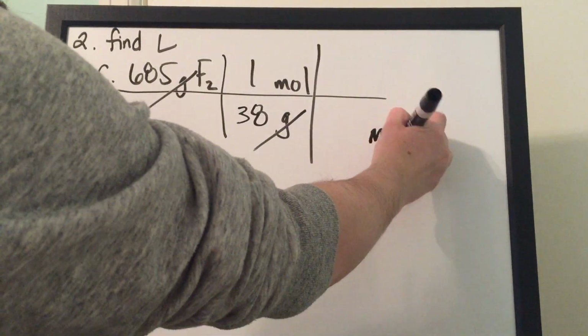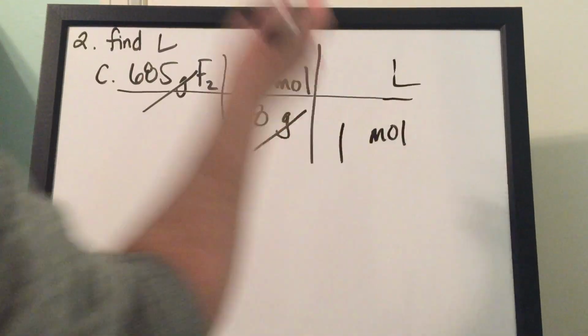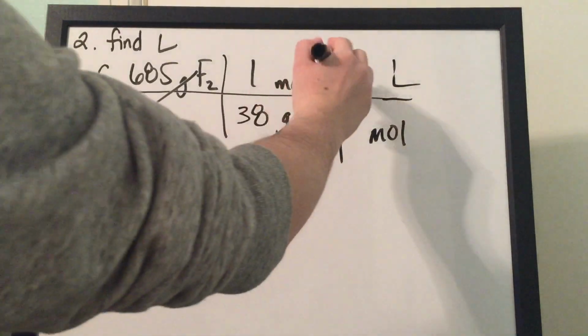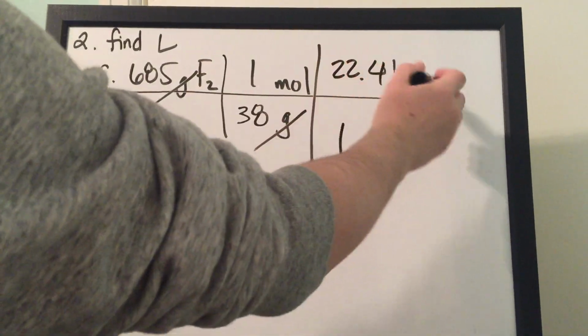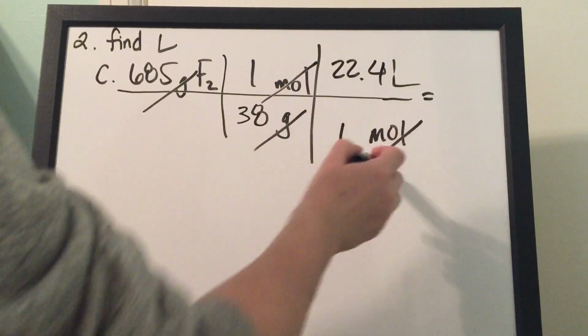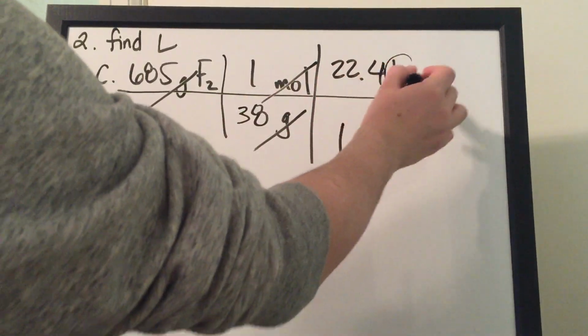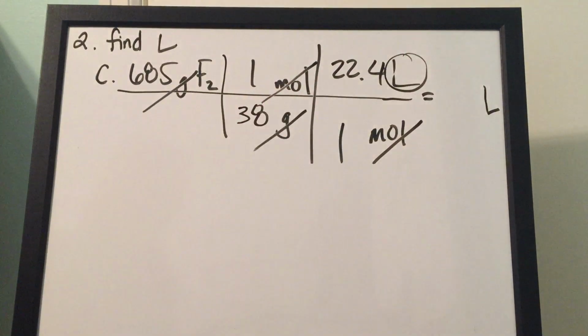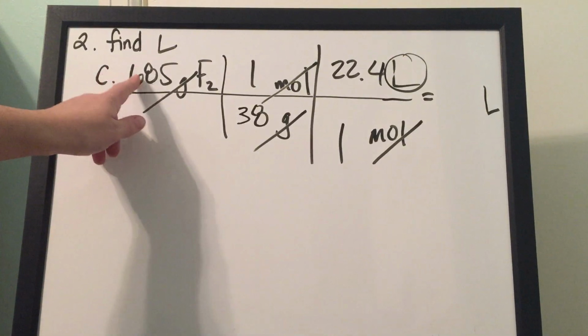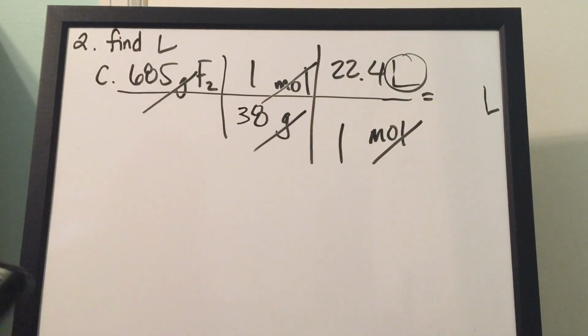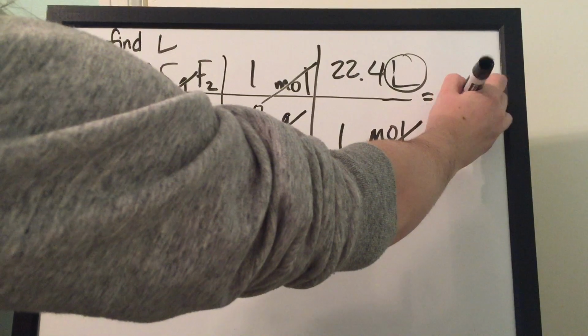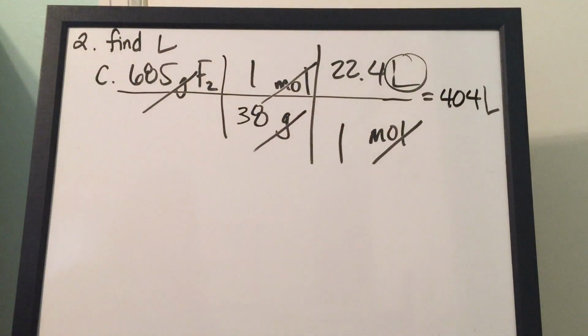So moles on the bottom, liters on the top. 1 mole. Molar volume says that there are 22.4 liters in a mole. My moles cancel. Notice the only unit that remains here is liters. Do all my math. And to 3 sig figs, my answer comes out to be 404 liters.